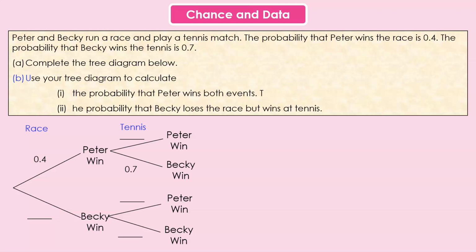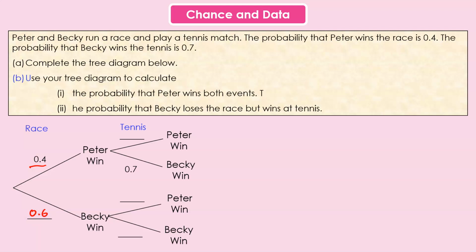So if we actually look down at our tree diagram, you can see that we've already had Peter's probability put in. So what do you think the probability that Becky wins is? What would both of them have to add up to? That's right, it would have to add up to 1. And the reason for that is if the only outcomes are Peter winning or Becky winning, then that must be 100%. There's no other possibility. So it means it must be 0.6 for Becky winning.